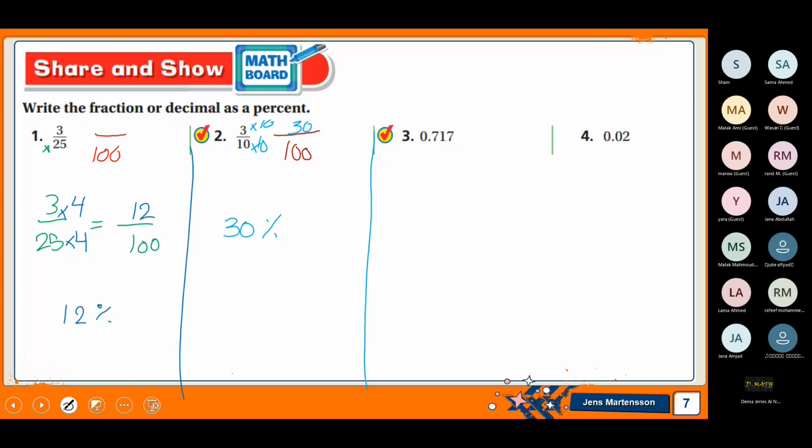Yes, Jana. 0.717. How do you write it as a percent?